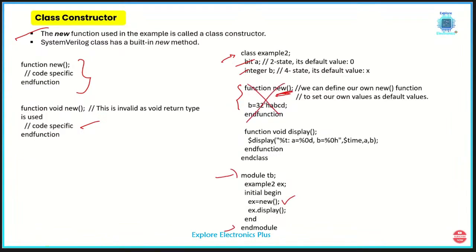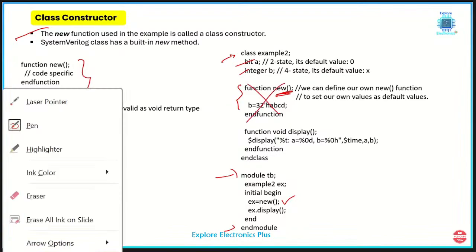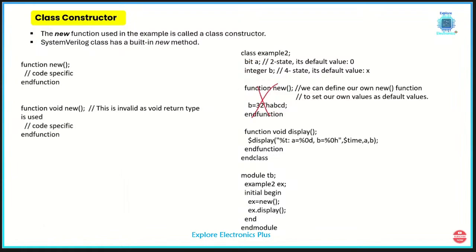Suppose we don't write the function new inside a class, a default function present in the library will be executed, and in that case we will not be writing the function inside. If you want, we can write a function new. Whenever we create that object, this new function will be called. At that time, if we assign any values inside the new function to the data members of the class, the value will get initialized. You can see integer b is equal to 32-bit h, a, b, c, d is the value we are assigning to b. Now b will get a default value of a, b, c, d when we create that class with the new function.